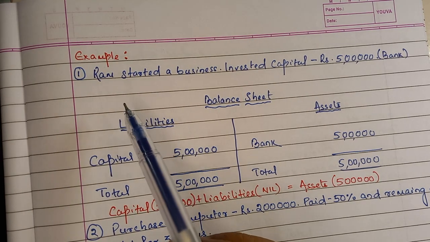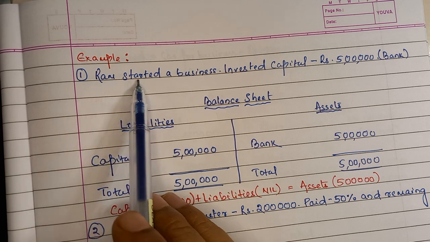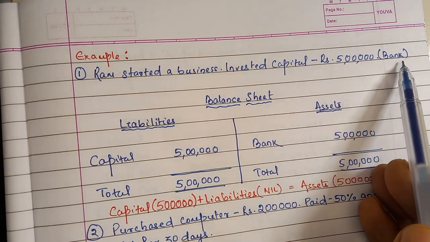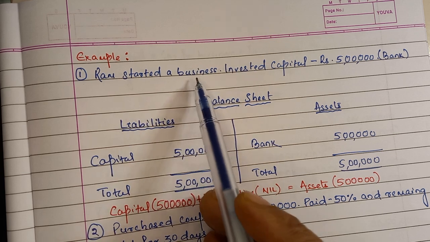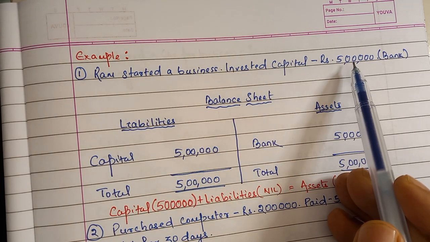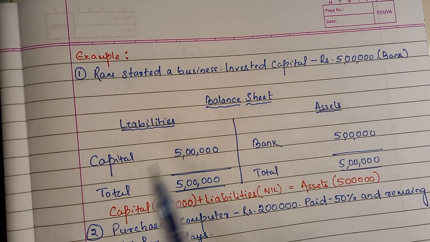Now let's take an example. Transaction number 1. Ram started a business, invested capital of rupees 5 lakh through bank. Okay, so Ram is starting a business and invested how much? 5 lakh rupees. Okay, now how are you going to prepare the balance sheet here?